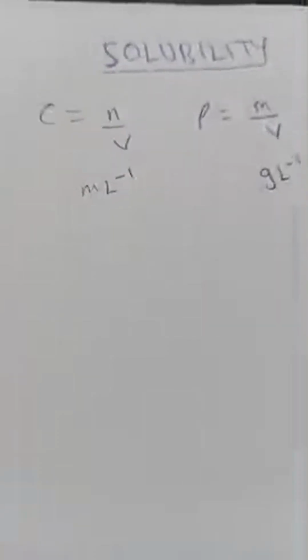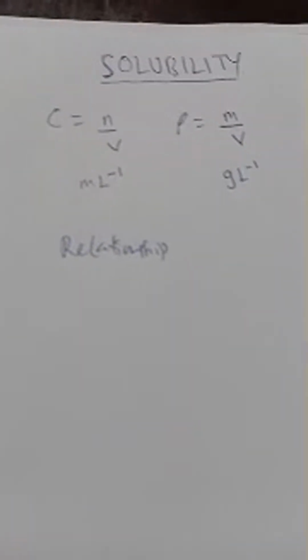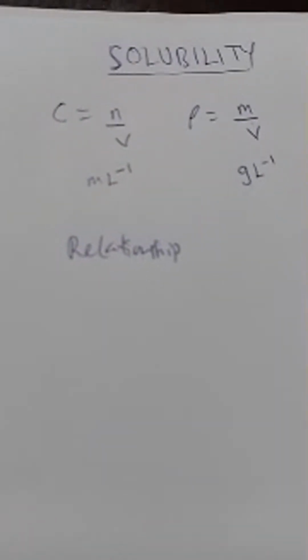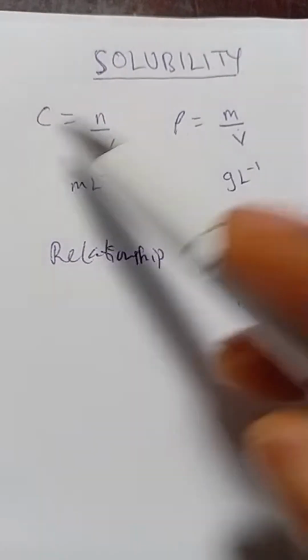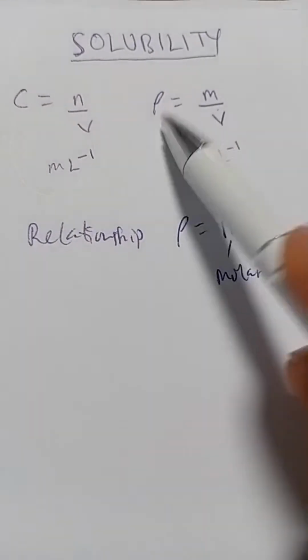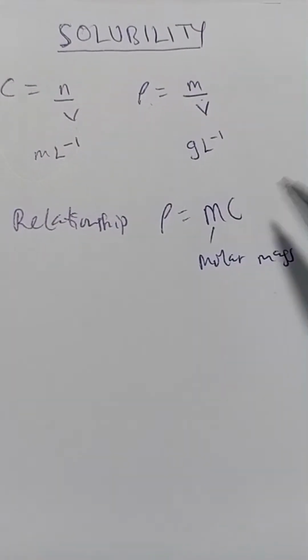If the question says calculate solubility in gram per liter, then you can go ahead and find it in this way. And then we know the relationship between molarity and mass concentration. So we have to know how they are related. The relationship between mass concentration and molarity is rho equals mc, where this is your molar mass. If you want to change from mass concentration to molarity, you just have to divide your mass concentration by your molar mass.